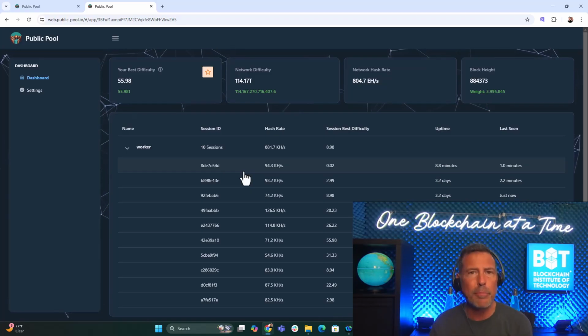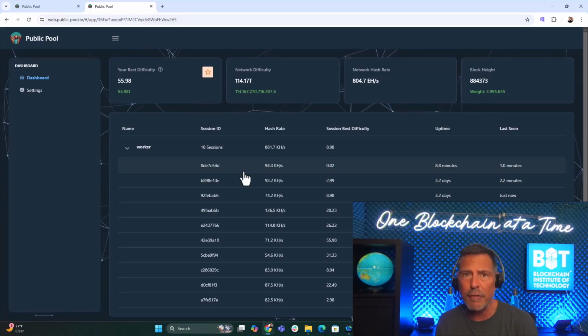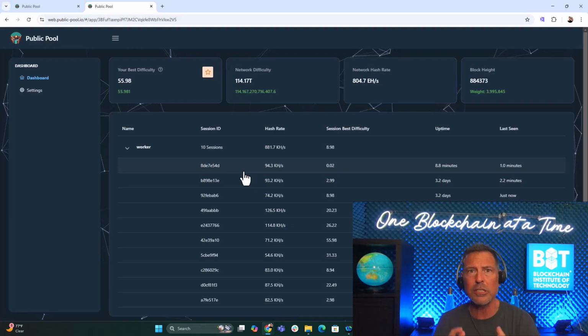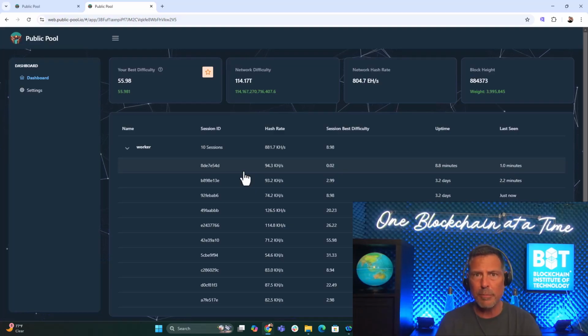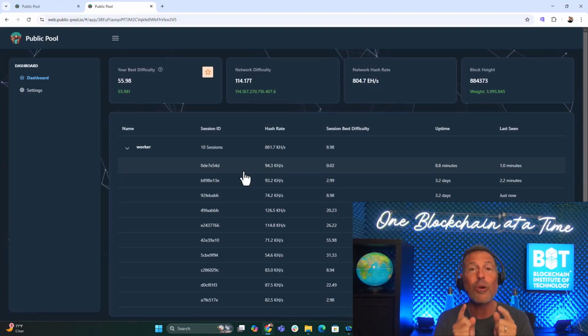Now, if you've been following Bitcoin mining, you'll know that the massive Bitcoin mining farms have hundreds or thousands of miners running simultaneously. And that's the beauty of it. You're combining the hash rate of all those miners together. Well, you can do the same by yourself at home.